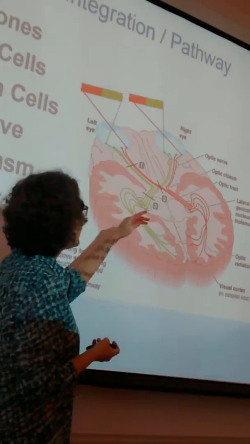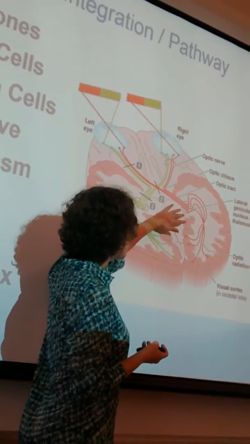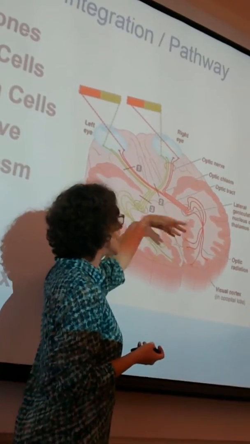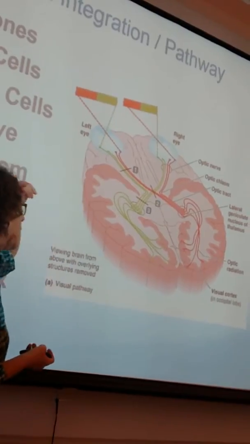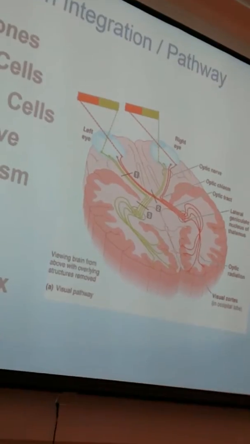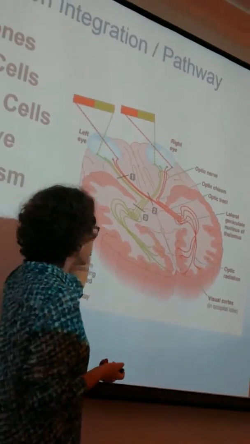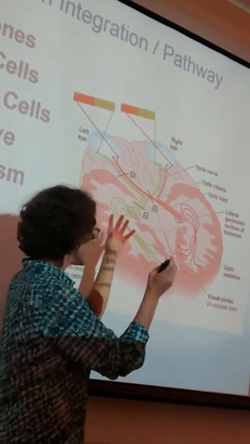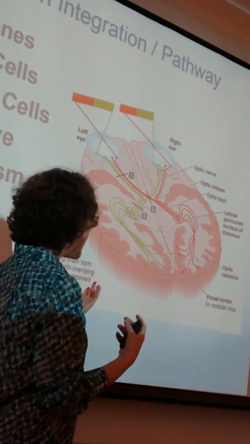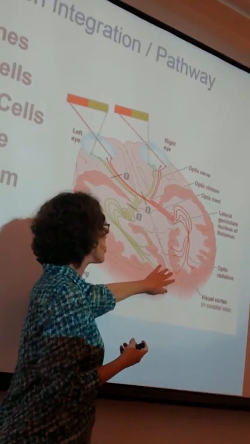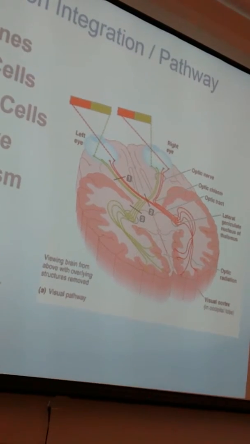But the tracts lead the information to the thalamus, which is the gateway for the cortex, as we know. The thalamus has many different nuclei. The one for vision is lateral geniculate, but you don't need to know that. You just want to know thalamus. And then from there, it will go to the primary visual cortex and the occipital lobe.